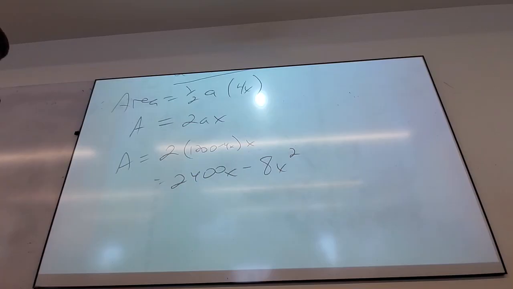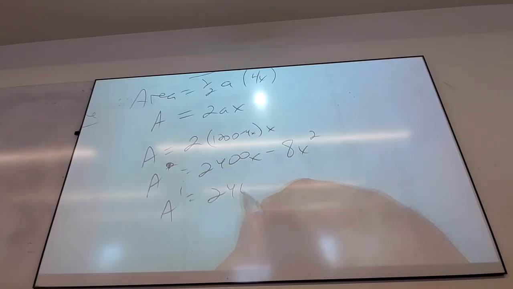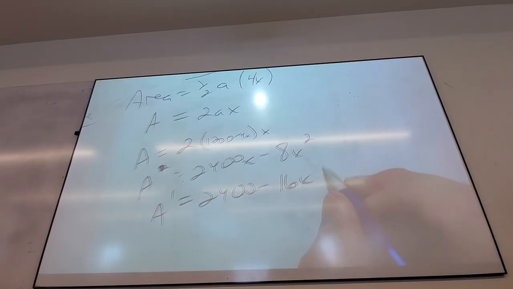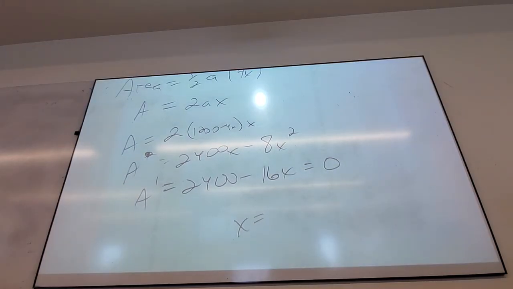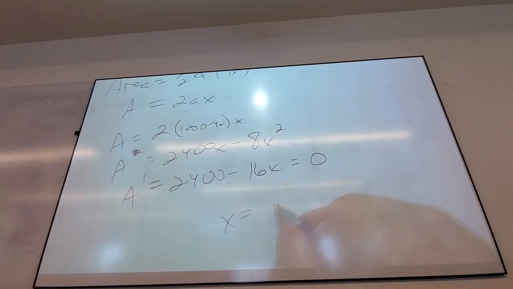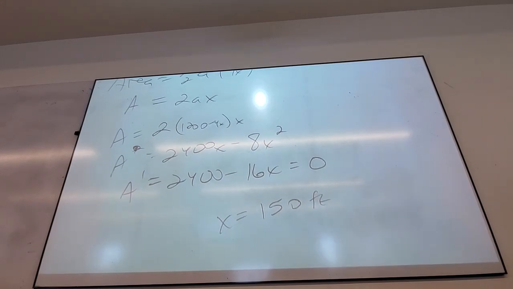I gotta figure out this guy's max. We know how to do that. Derivative, 0 or undefined. Yes, so what's this guy's derivative? 2400 minus 16x, and then that's never undefined, so I just set it equal to 0. And then I get, I believe it's 150. Yes. 150 what? Feet. Good.